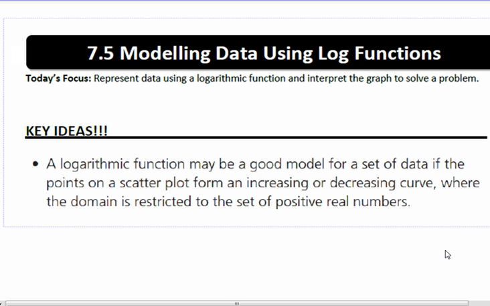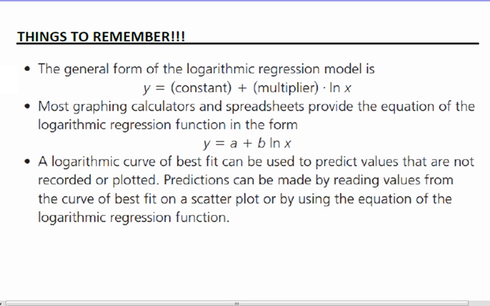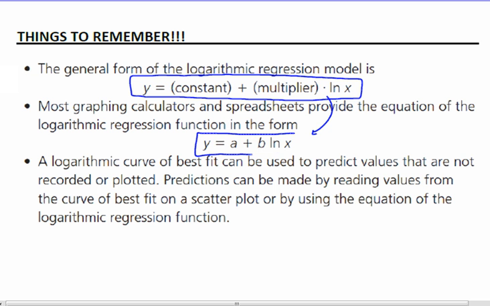So, modeling log functions with a regression equation. Regressions again. Okay, so we can use logs to represent a function. Now, it looks a little bit different than the logs you're used to. The regression equation is in the form of a constant plus a multiplier times the natural log of x. So it's actually using the natural log. Here, a would be your constant, b is the multiplier. And that's the form that your calculator is going to do that in.